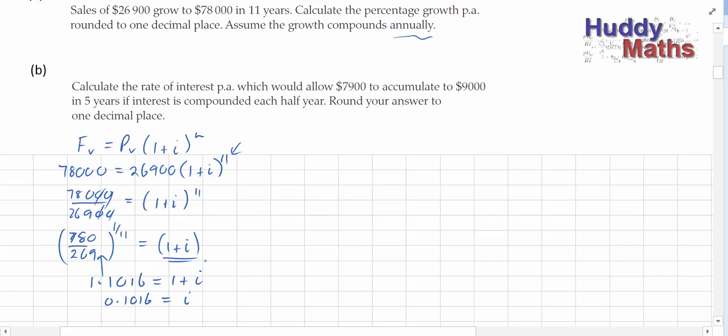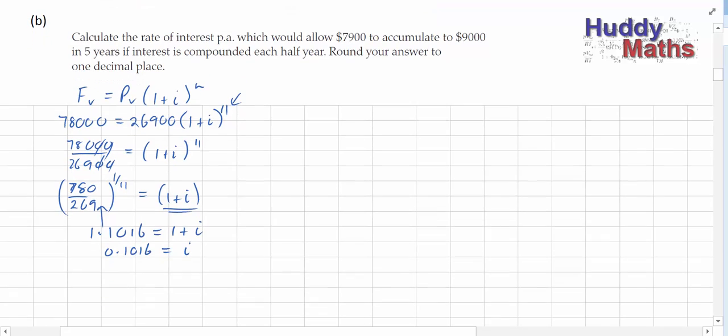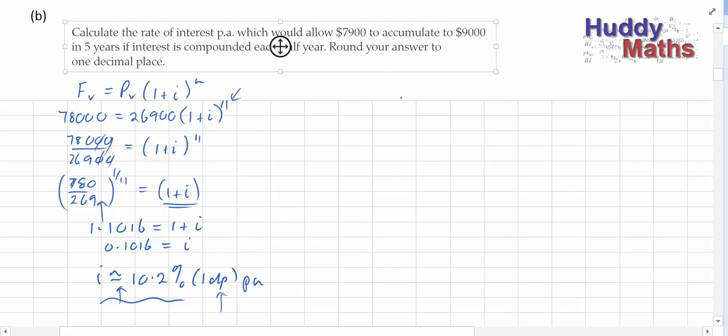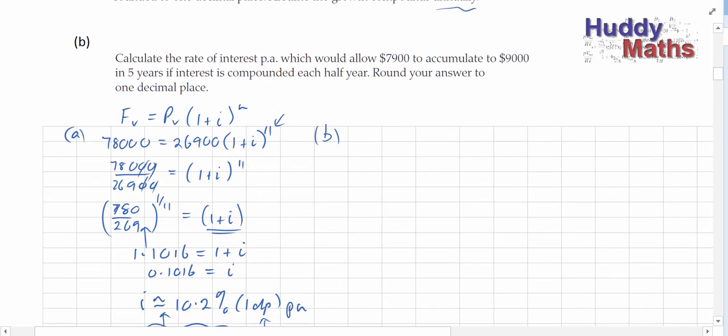0.1016 for the rate. And what that means is I is approximately 10.2% because it asked it to 1 decimal place. So you should, with rounding off, use that approximate sign and quote the level of accuracy. And this is the annual rate, so it's per annum, because everything was done annually. Okay, so let's have a look at the next one. So that's part A. Let's have a look at part B over here now.